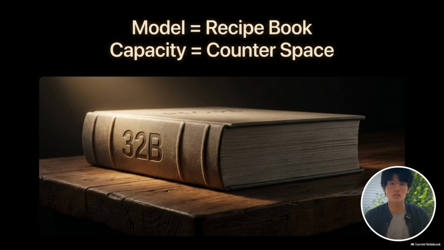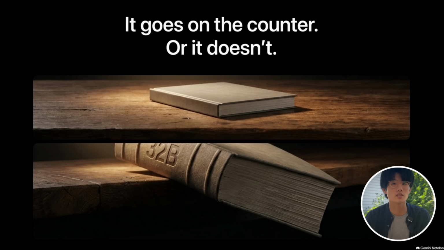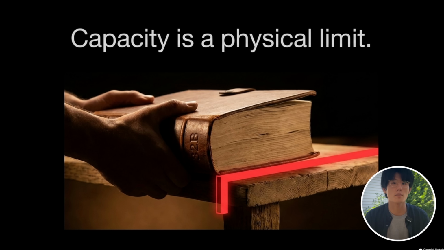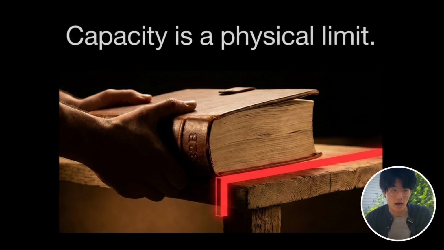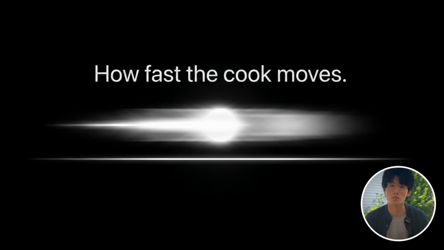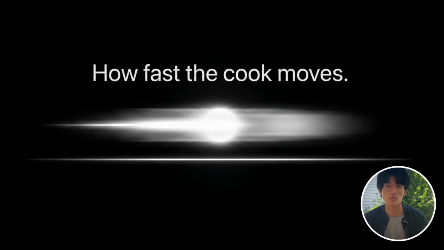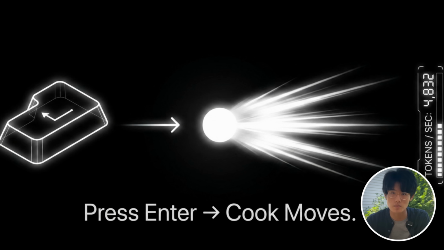It's your decision. And I don't know if you remember the kitchen analogy from part 1. Well, we're actually going back to it because that carries this whole video. A model is a recipe book, and memory capacity is your counter space, where the book either fits on the counter or it does not. And no amount of enthusiasm changes that. What I undersold last time, however, is the cook part. Memory bandwidth is how fast your cook moves between the counter and the stove. And that number, not the size of the counter, is what you feel every single time you hit enter.